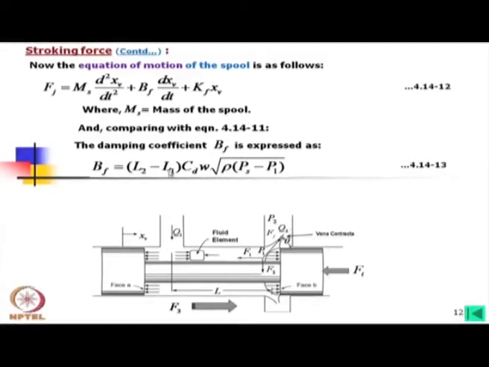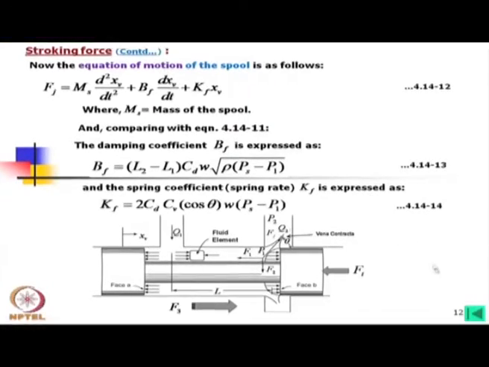Here L2 and L1 are what we call damping lengths, CD is the coefficient of discharge, this is the area gradient, this is the mass density, and this is the pressure difference. Ps is the system pressure here, because P1 is the inside pressure. Similarly, if we compare with the other part where the xp part is there, the spring coefficient will be like this, this is the spring rate.